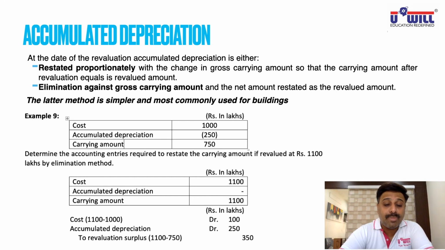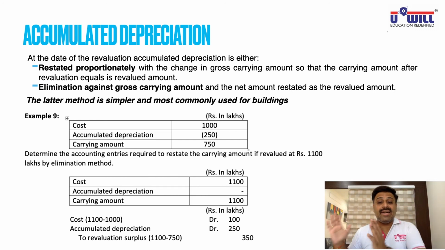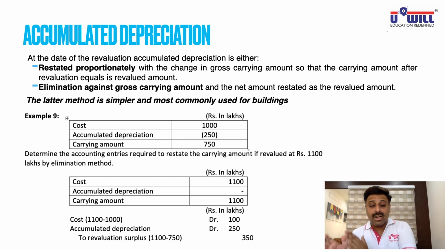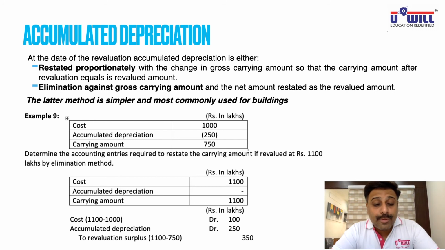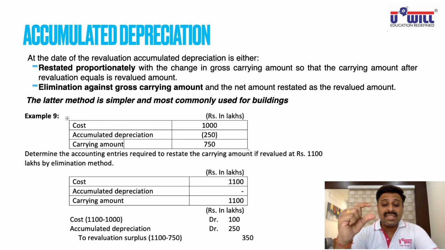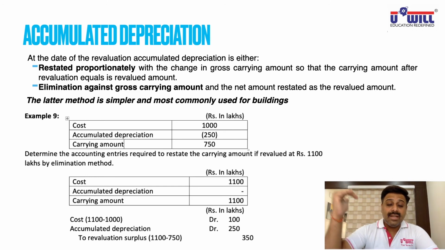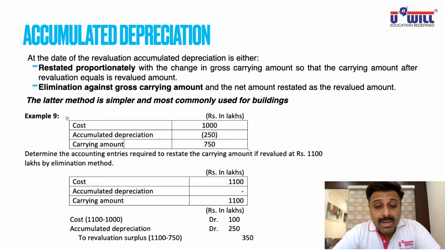So what journal entry would you pass? That cost of 1000 is to be increased by 100 rupees to make it 1100. So cost account you will debit with 100. Accumulated depreciation as a credit balance. To remove it from the books of accounts, you reverse and debit it with 250. And the total surplus is 350. Why? Because the earlier book value was 750, now 1100. So your assets value has actually on the asset side increased by 350. That you credit to revaluation surplus account.